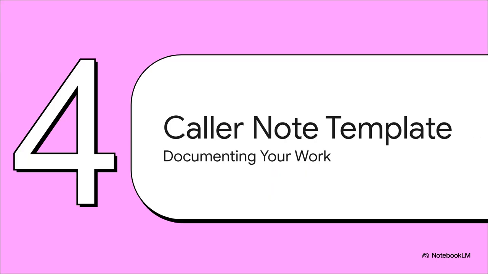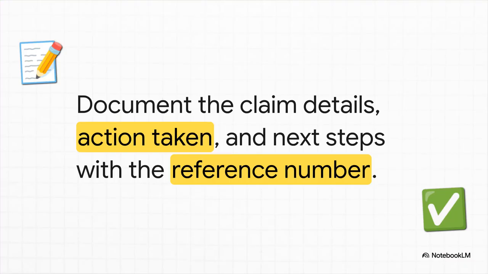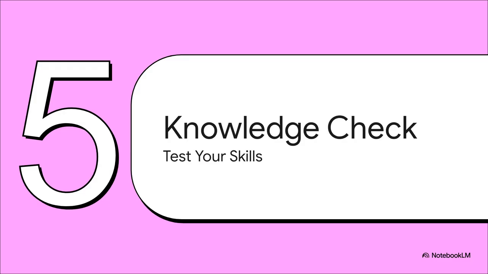Moving into Section 4, the standard AR caller note template. So here is a standardized AR caller note template specifically tailored for a no authorization scenario. It ensures anyone who looks at the account later knows exactly what happened. Always include the claim details, the specific actions you took, like checking for POS 23 or calling UMR, your next steps, and definitely the payer representative's reference number. I promise you, good notes save so much time and money down the line. Let's move to Section 5 and see how this builds into our knowledge check.